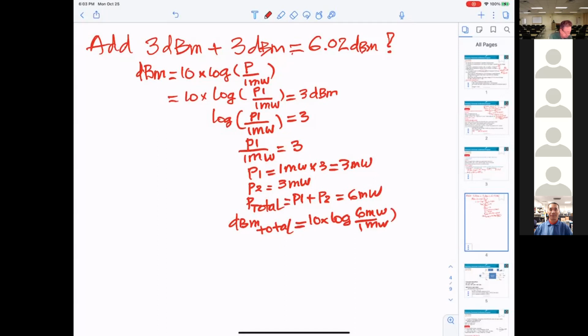Mr. Pham, yes, sir. I think on the fourth line, log P1 over 1 milliwatt is equal to 0.3. Yeah, that will be 3 dBm, right? Well, you take the 10 to the other side, so it's divided by 10. Now you want to remove the log. No, before that, you've got 10 log, okay? So to remove the 10, you have to divide both sides by 10. Oh, okay, I know something was wrong. Yeah, I agree. It should be 3 divided by 10.